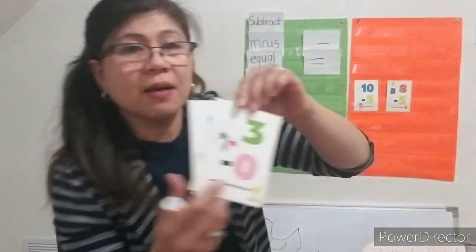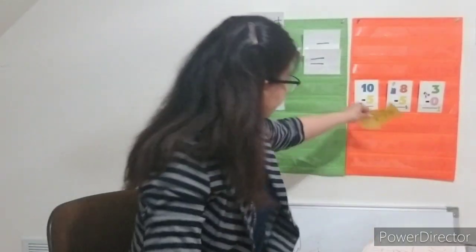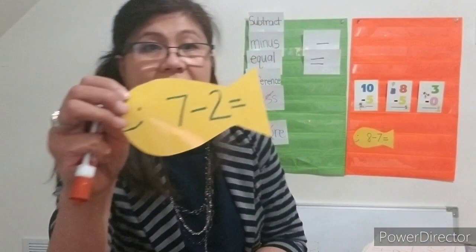All right, how about this one? 3 minus, you're not taking anything, how many are left? Okay, what's the difference? All right, and also I have 3 right here. Show me 8 minus 7 equals, what's the difference? And I have here 7 minus 2 equals, show me the difference, okay?